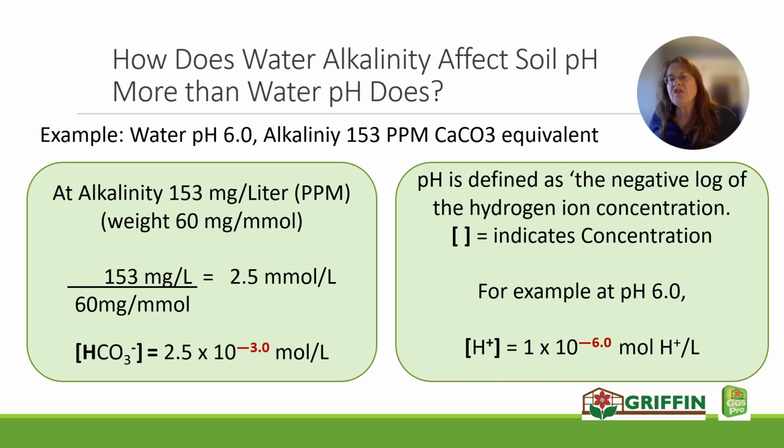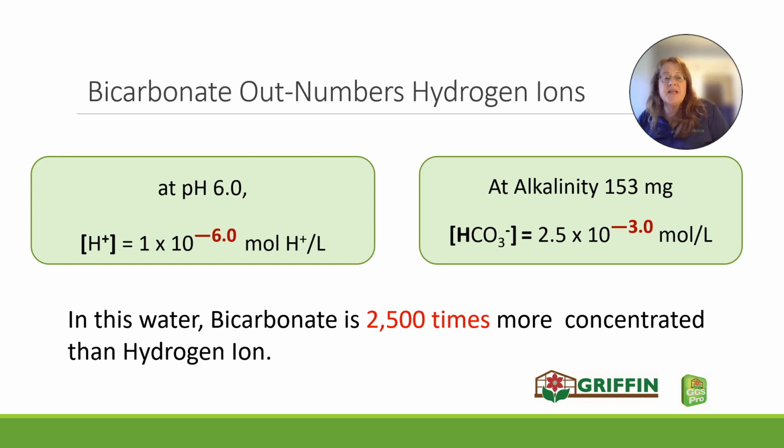The definition of pH is listed here. In our example, at pH 6, the hydrogen ion concentration, by the definition, is 1 times 10 to the minus 6 moles of hydrogen ion per liter. 10 to the minus 3 is significantly larger than 10 to the minus 6. That's 1,000 times difference. So specifically for our example, the bicarbonate concentration is 2,500 times more concentrated than the hydrogen ion in our water sample.